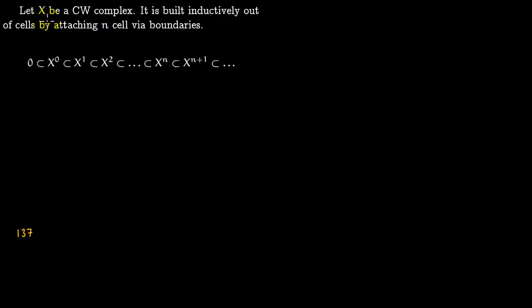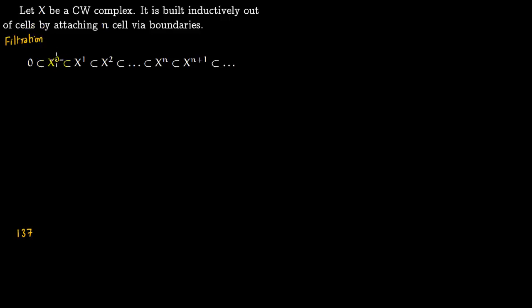Say X is a CW complex, and recall, as we have explained in multiple lectures, how we construct the CW complex. You build it inductively. You take cells and attach them to previous cells of lower dimension via their boundary. So you take an n cell and you attach its boundary to the n-1 cells. This is the filtration on the CW complex, and we have seen how to construct it before.